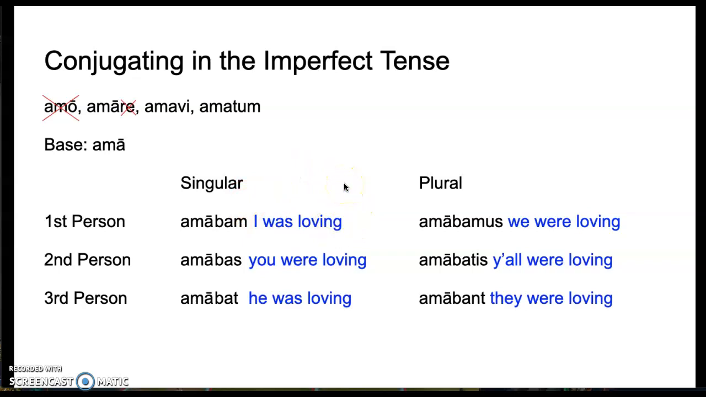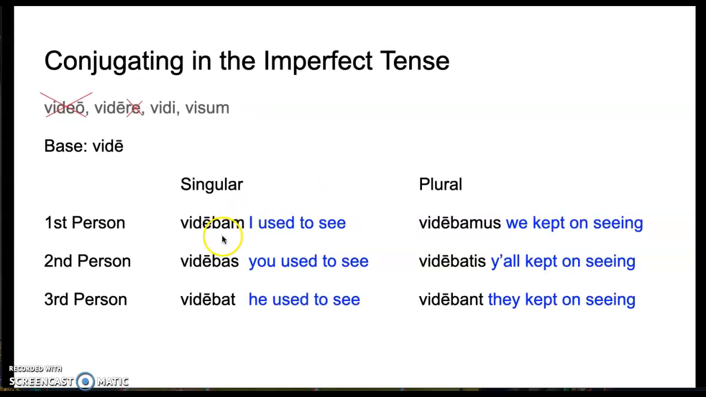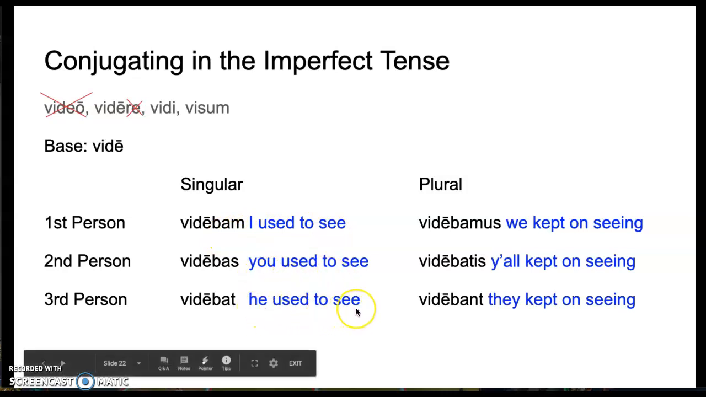And we'll take a look at the verb to see. And we'll do it a little bit different to show you what some of the other ones look like. So, with videbam, I used to see, you used to see, he, she, or it used to see. And then here I did the other one. We kept on seeing, y'all kept on seeing, they kept on seeing.